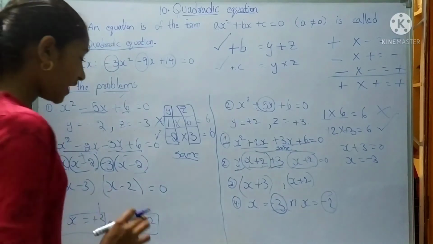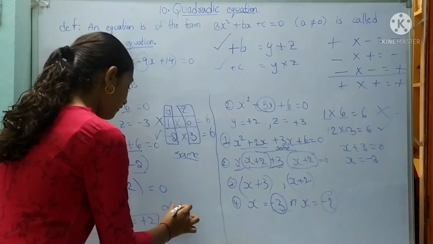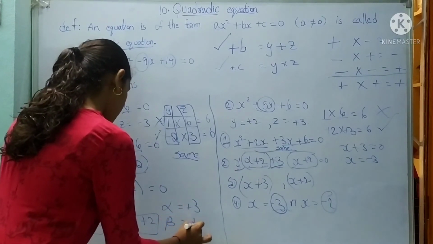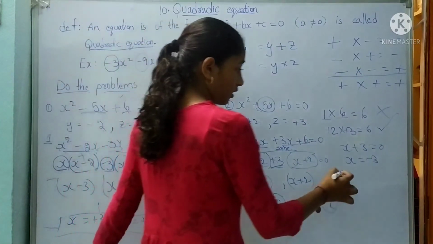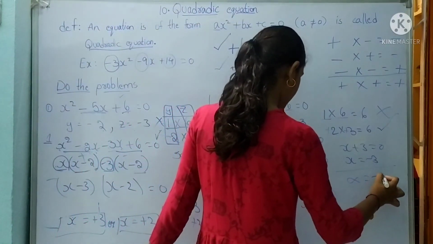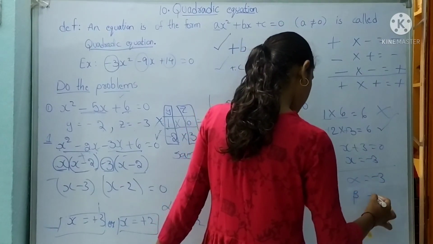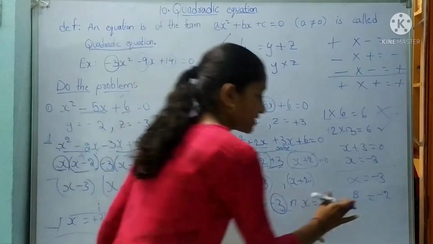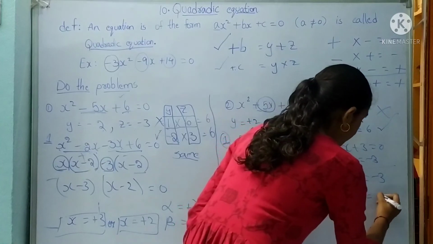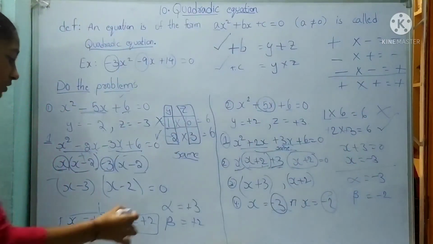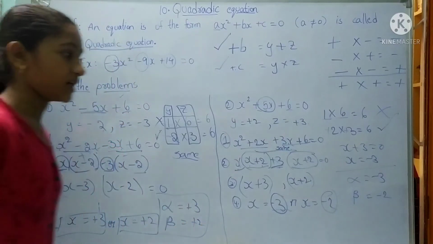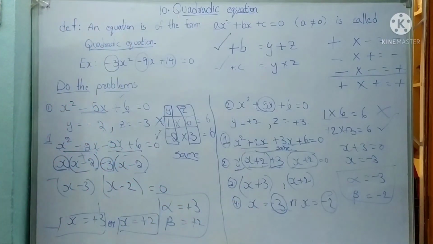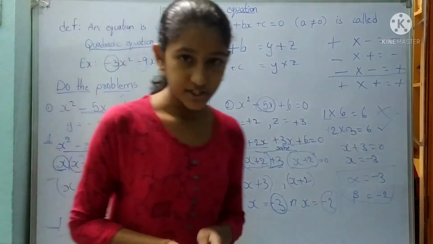Okay. So right here alpha is equal to plus 3, beta is equal to plus 2. And here also alpha is equal to minus 3, beta is equal to plus 2. Sorry, minus 2. Okay, wait, this is crossed here. Okay, so these are the roots we found, minus 3 and minus 2, and plus 3 and plus 2. So this is the quadratic equations lesson.